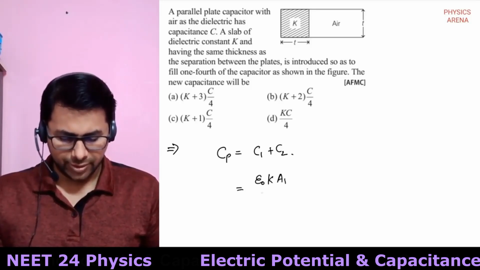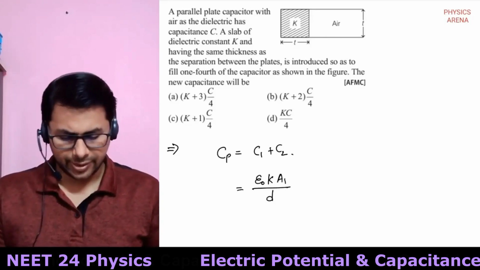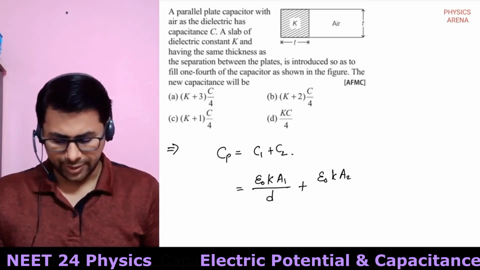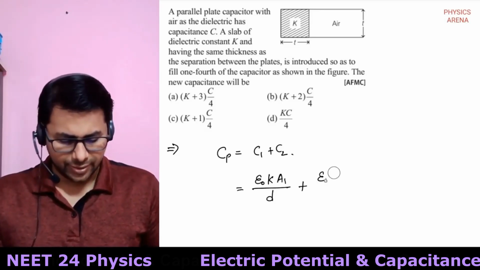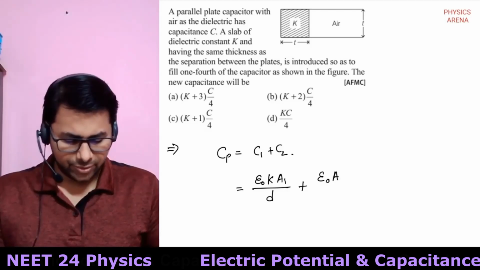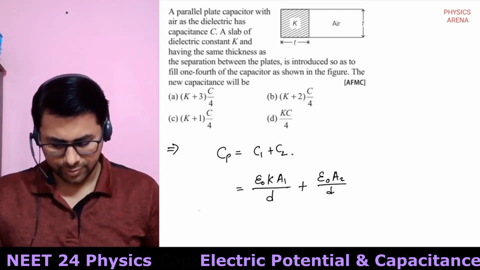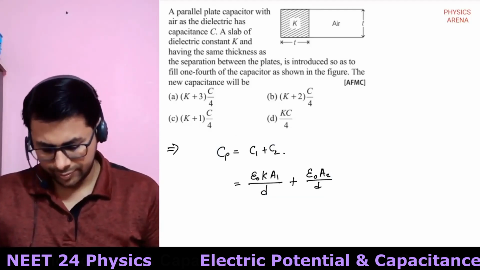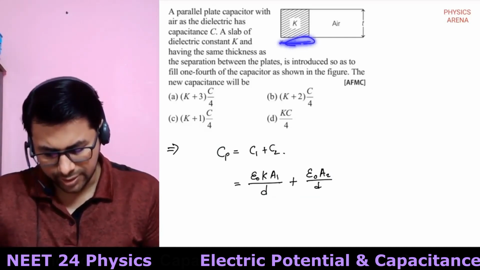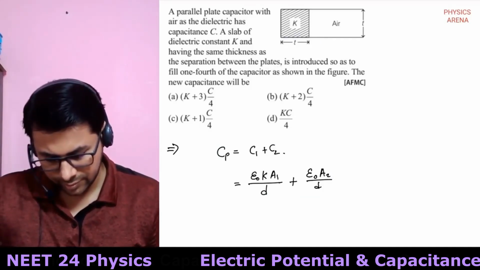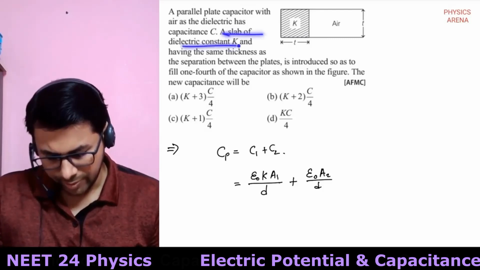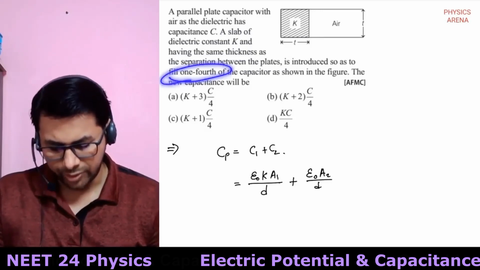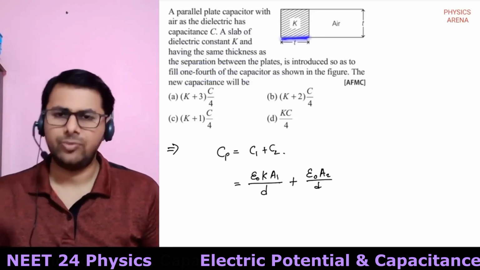Epsilon naught K A1 by D, and D is the same for both of them, plus epsilon naught K A2 by D. But there is no K, there is air. So epsilon naught A2 by D. Right. Then how much is the area? A slab of dielectric constant K and having the same thickness as the separation between plates is introduced so as to fill 1/4 of the capacitor. So this is 1/4 they are saying.